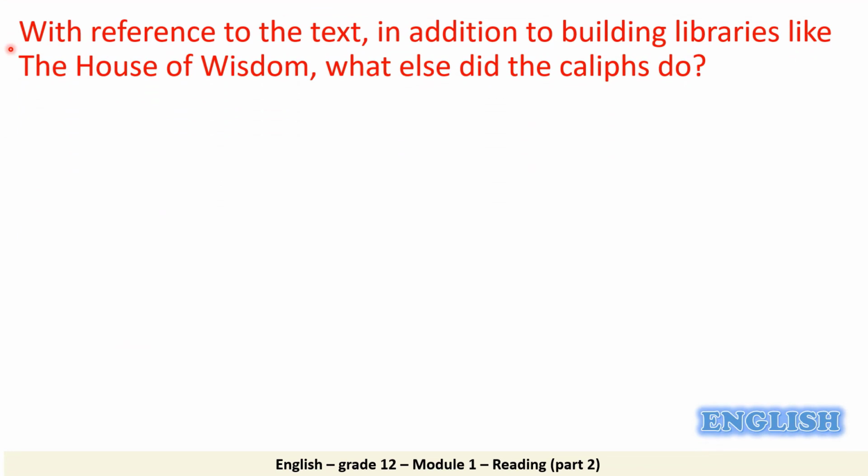Now we know that the House of Wisdom is one of the most important achievements of the caliphs. But what else did the caliphs do? Pause the video, go through the passage to answer the question.